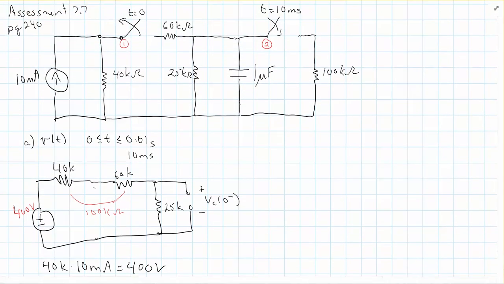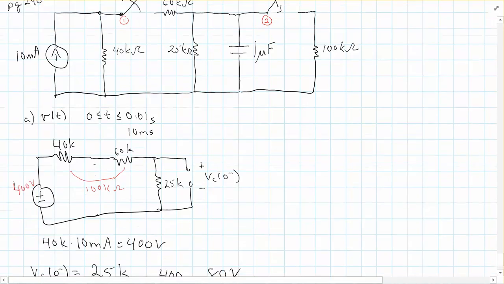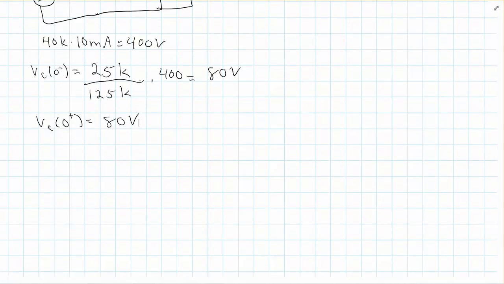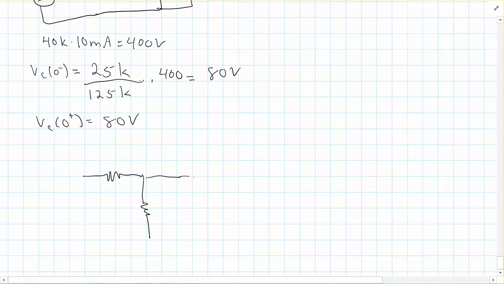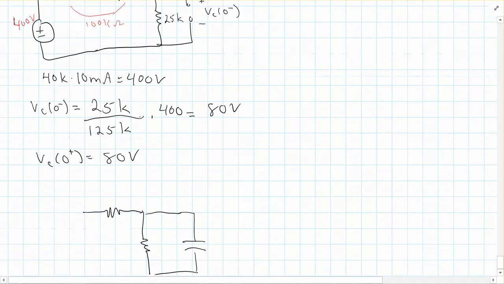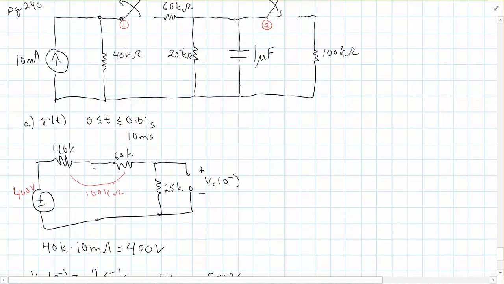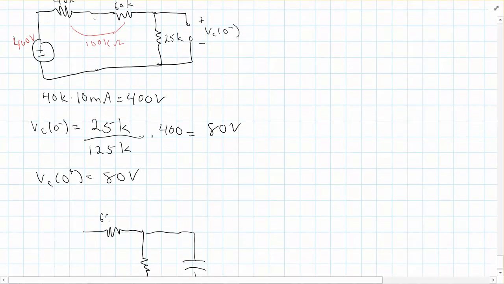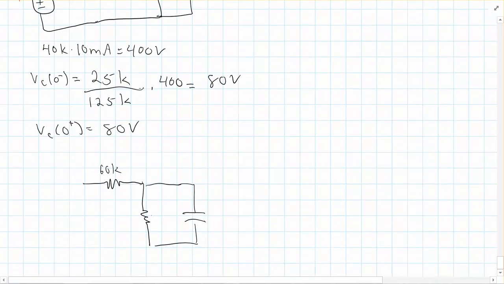Alright, now I'm going to redraw the circuit with that switch being open. And now the other switch isn't closed yet because this is from 0 to 0.01 seconds. So I open that switch now. And this is the circuit I would have now. And this is 60K, 25K, and this is 1 microfarad.